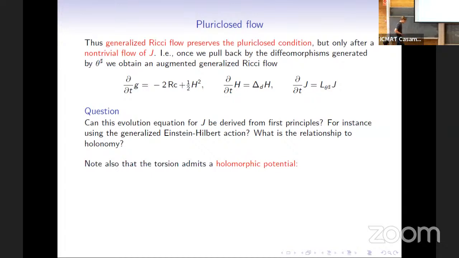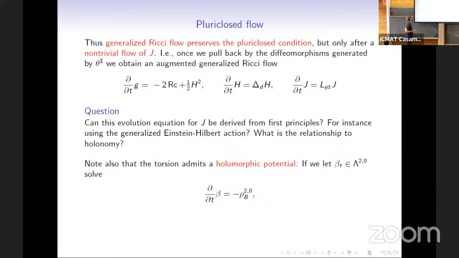Okay, yeah. And also, I want to point out that for this pluriclosed flow, the torsion H has a holomorphic potential. So in generalized Ricci flow, H is H naught plus dB, but now we have a potential for the 2-1 piece of the torsion. So you get some extra structure here.